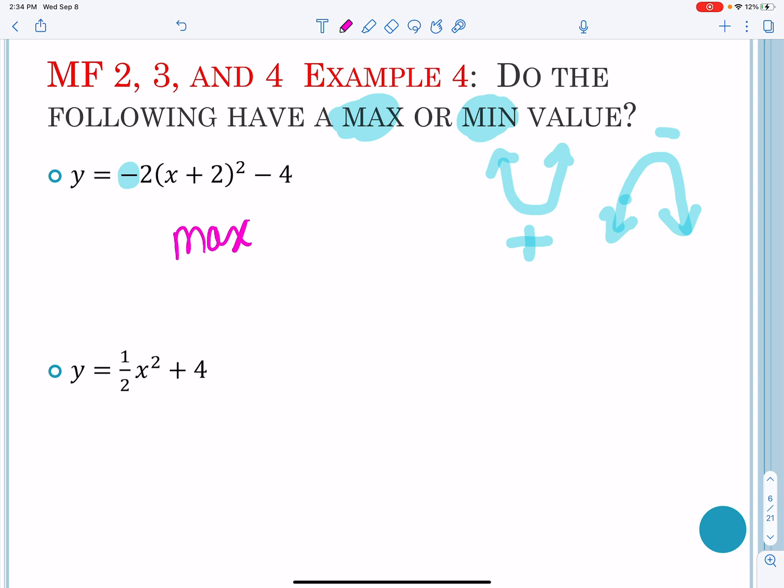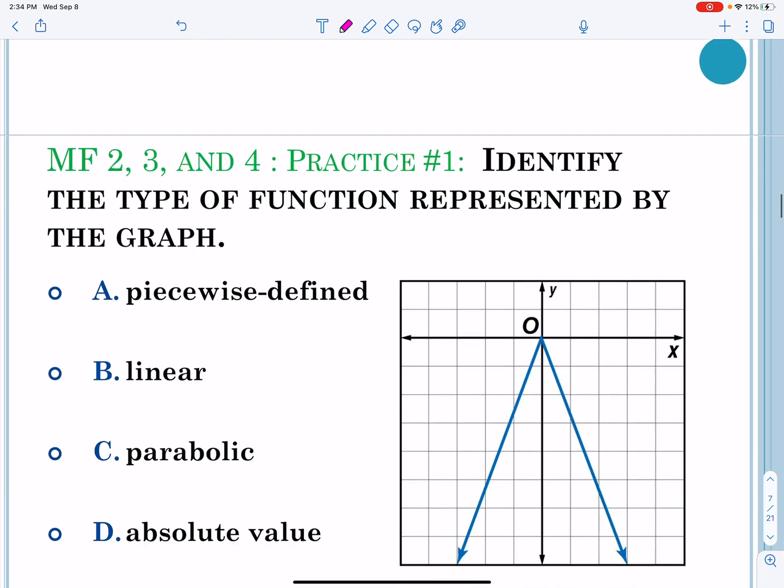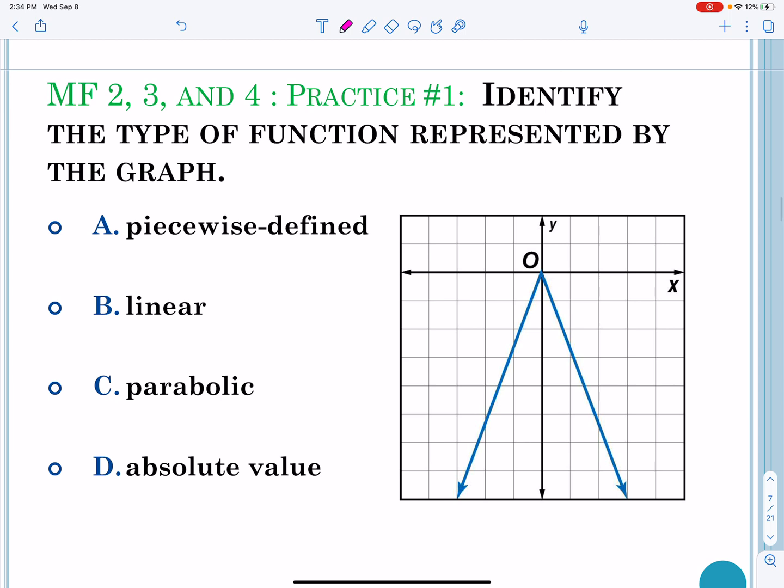All right, so the next one, it has a positive 1 in front, which is this one up here. So this one would have a min value, and that's all you have to do. Okay, these are just practices to show you this quick on the test and on your homework. It just wants you to identify the function.